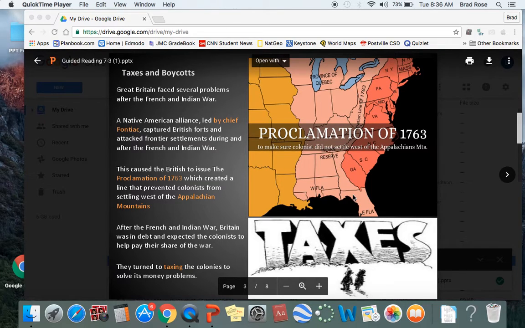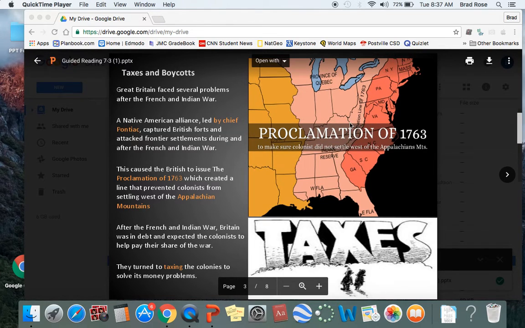Well, the Native Americans are going to then form an alliance led by a Native American chief called Chief Pontiac. He's going to lead a rebellion called Pontiac's Rebellion that is going to attack British forts in the Ohio Valley region, and also any frontier settlements, any colonists trying to move west.